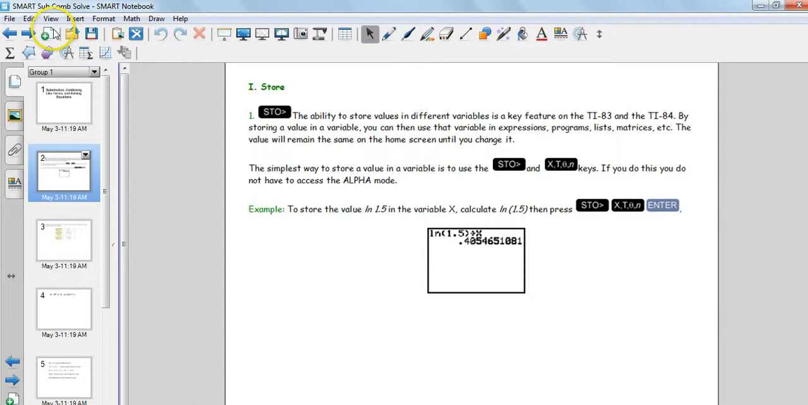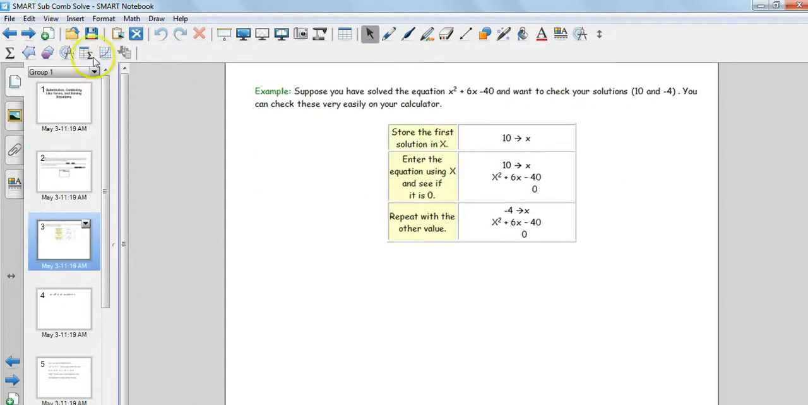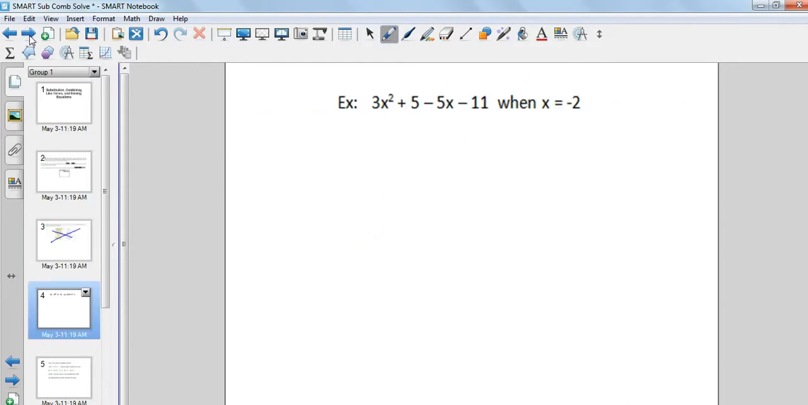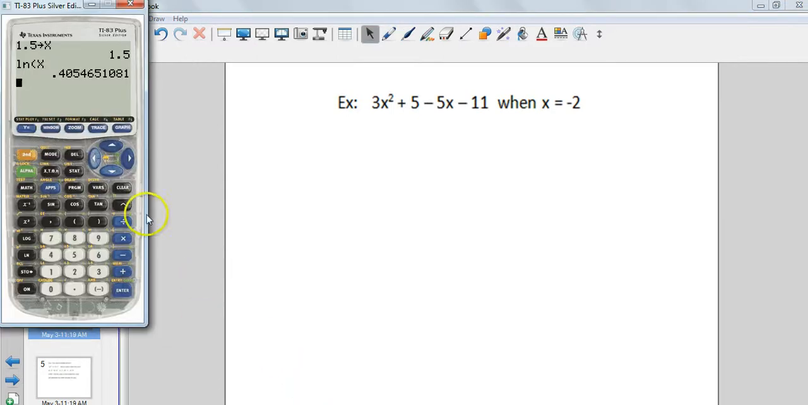So moving along, let's skip this example here. I actually am not a fan of using the storing mechanism to find this answer, so go ahead and cross it off. It's okay, I'm the teacher, I can do that. So the next example, I am going to go ahead and store this on my calculator. So I'm going to tell my calculator I want to store a -2 this time as my X. So -2, store as X.